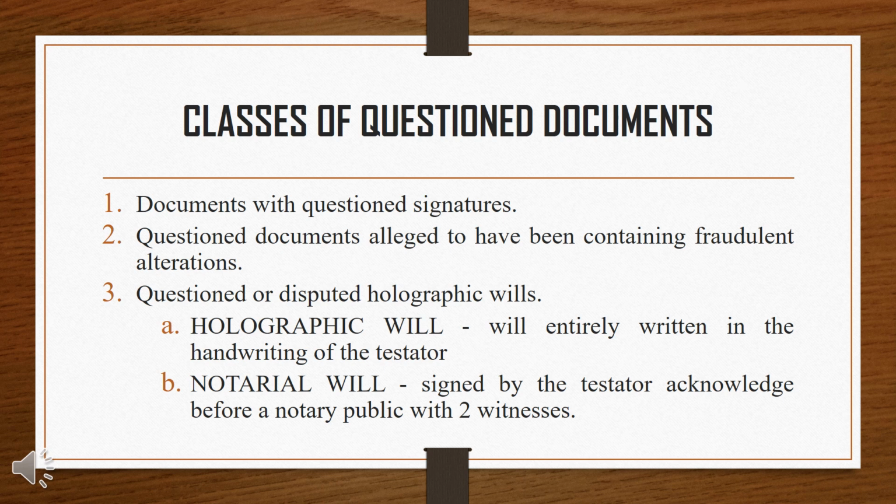Classes of questioned documents. 1. Documents with questioned signatures. 2. Questioned documents alleged to contain fraudulent alterations. 3. Questioned or disputed holographic wills, such as a holographic will entirely written in the handwriting of the testator, and a notarial will, signed by the testator, acknowledged before a notary public with two witnesses.